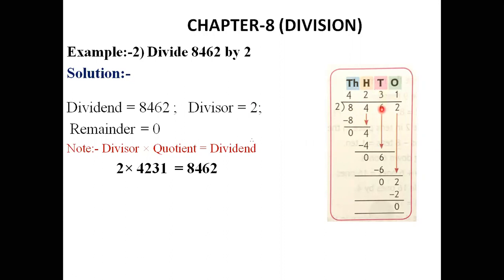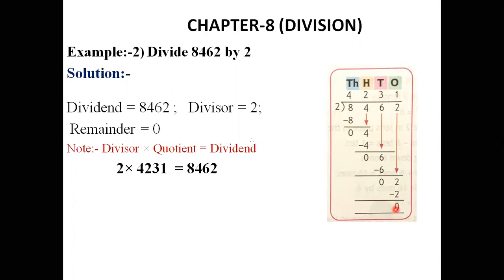And now the next number is 6 right here. Now 2 3s are 6, and write the 3 as the quotient here. Now 6 minus 6 is equal to 0. And now this is the last number of your dividend, that is the ones place digit. Now write it here, 2, and when we divide 2 by 2, 2 1 ja 2, write it here.